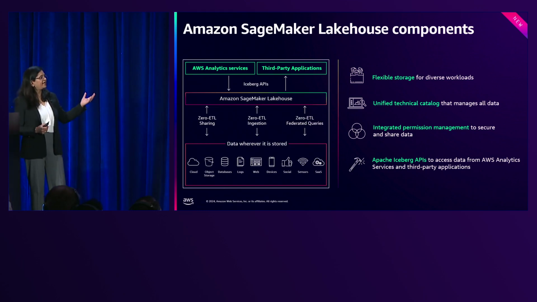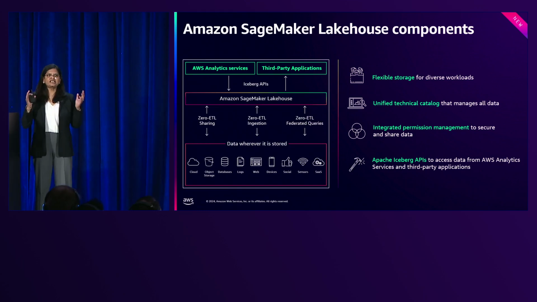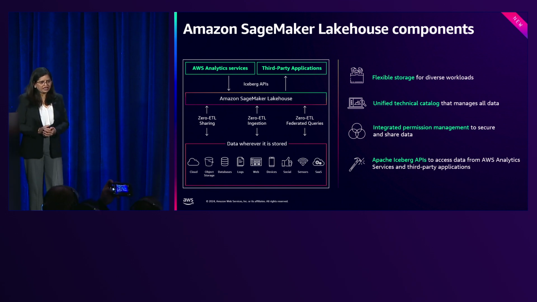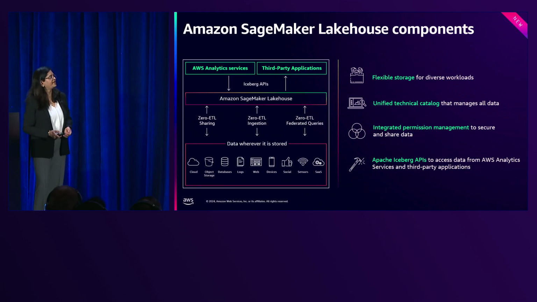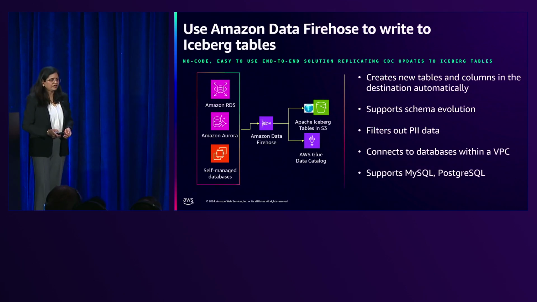And so this is a view of the components that underpin the SageMaker Lakehouse. It includes flexible storage for diverse workloads. We have a unified technical catalog that manages all your data. We have an integrated permission management system to securely share your data. And we have support for Iceberg APIs to access this data from our analytics services and third-party applications as well.